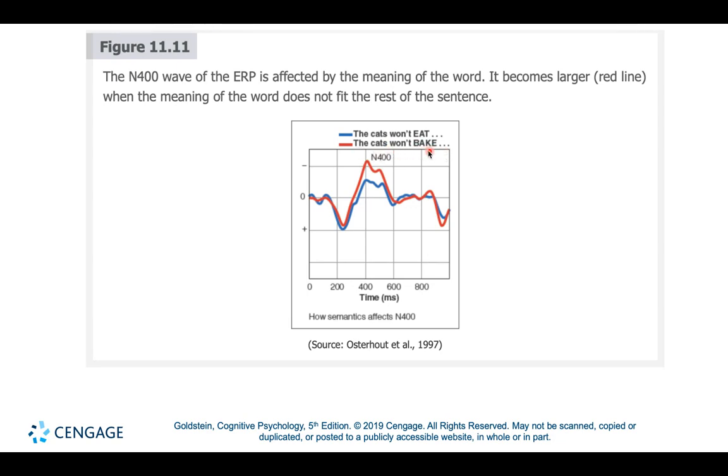And so when the fourth word in this sentence doesn't fit our expectation, like the word bake, we get a different response in the brain, right? This is an ERP. This is the magnitude of a brain's response in a particular location when hearing this word. So the unexpected word bake produces a different pattern of brain activity than maybe the expected word eat.